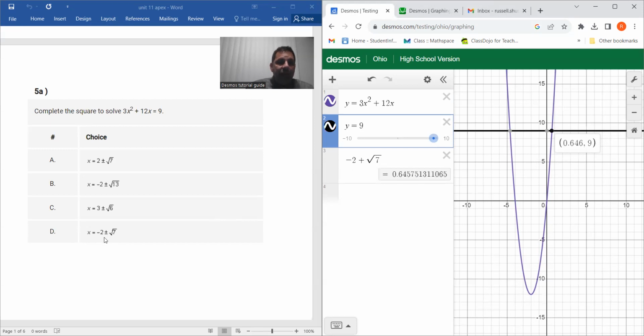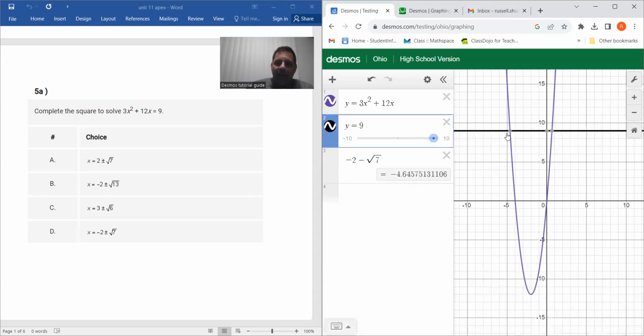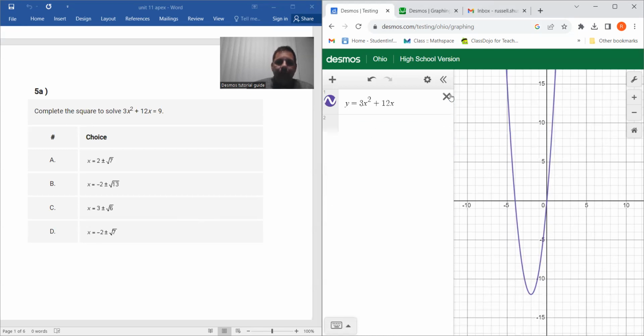Now, again, there's a second answer. There's another one here, but notice this is -2 plus radical 7. It also has a second answer of -2 minus radical 7. So you notice that's how you're going to get your second answer, and you know D is going to be your choice.